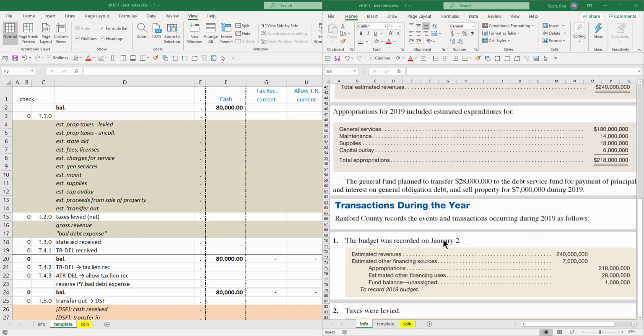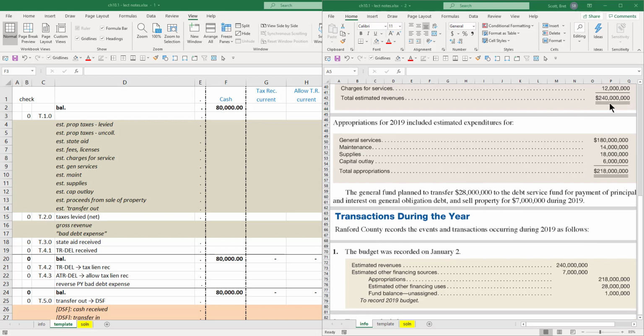So first thing is first, we're going to start off by recording total estimated revenues 240 as a debit. Estimated revenues 240. Estimated other financing sources 7 million. They tell us that up here. Appropriations, estimated financing uses. They give us that information up above here.